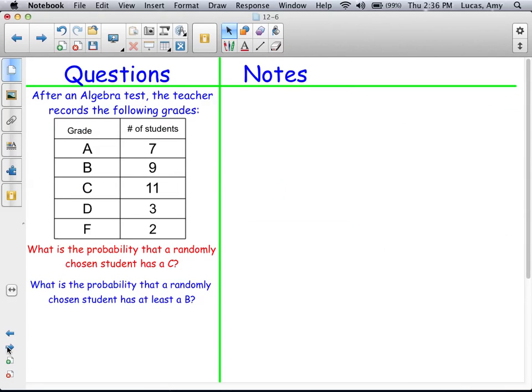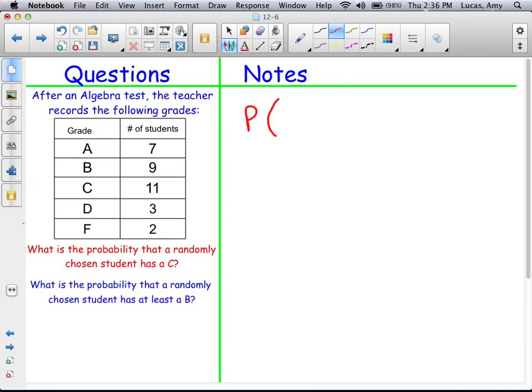Okay, our first example. We have a table that shows the results after an algebra test. The teacher records the following grades. Grades range from A to F, and then the number of students that achieved each of those grades. The first question says, what is the probability that a randomly chosen student has a C?